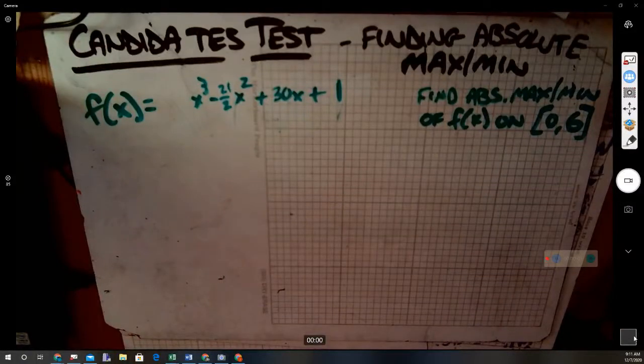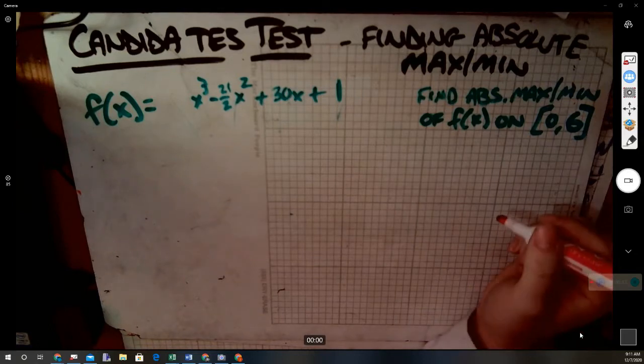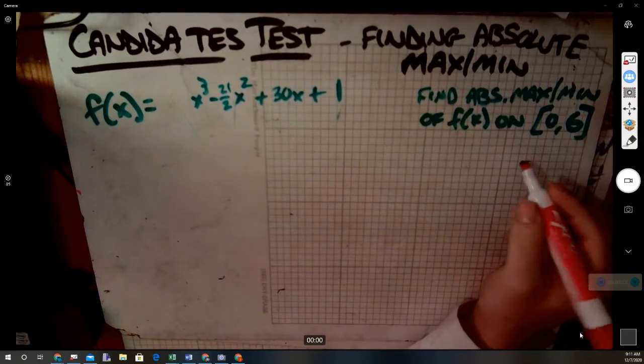All right, we're looking at the candidates test here. This is a way to determine your min and max, not just a regular local min and max, but to find the absolute min and max. So if it asks for absolute min and max on a specific interval, this is what you're going to have to do.